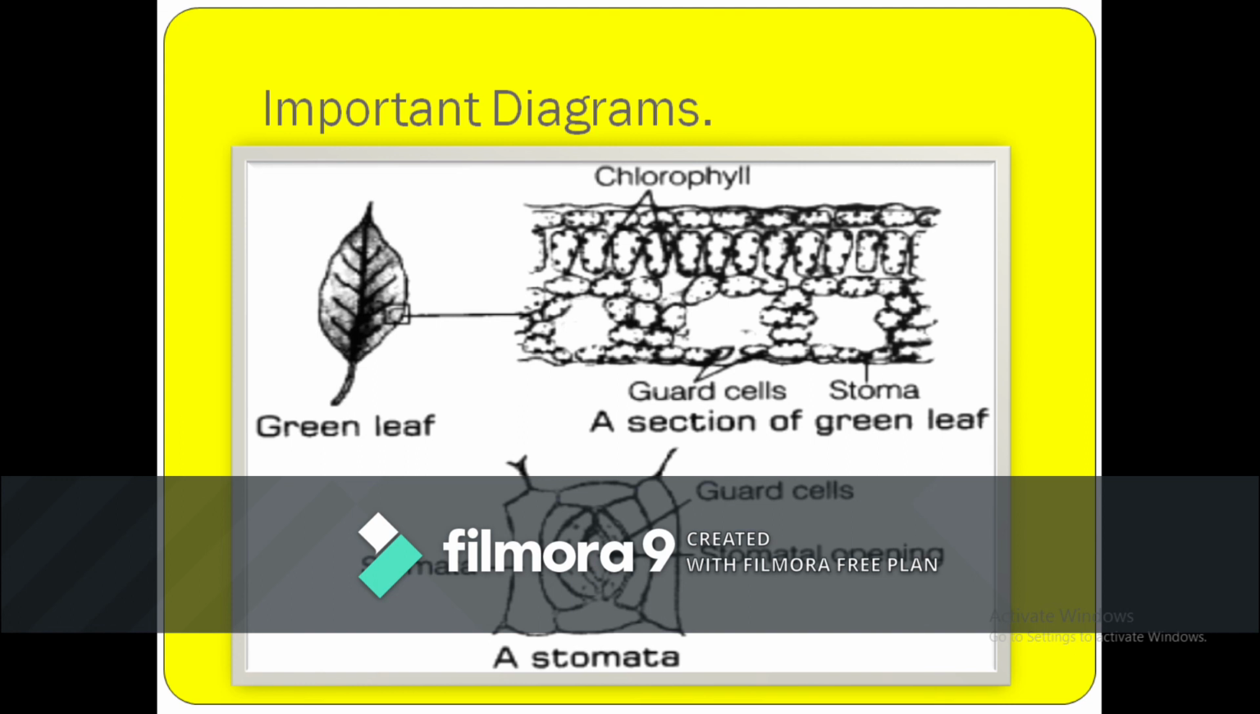This is a stomata. The guard cells are always covering it. When the guard cells open, the stomata opens. When the guard cells close, the stomata closes. And this is the stomatal opening.